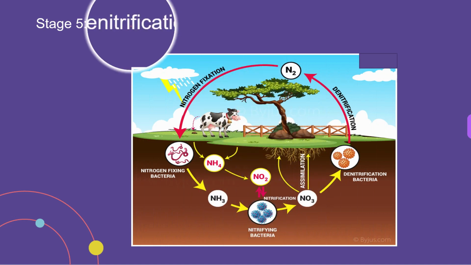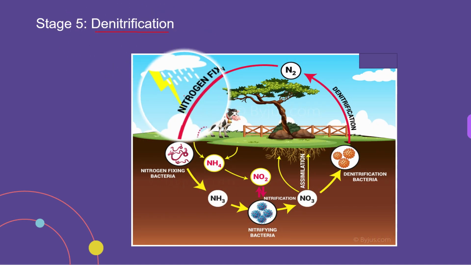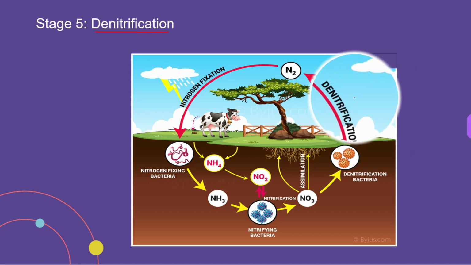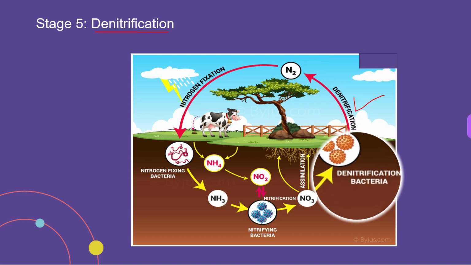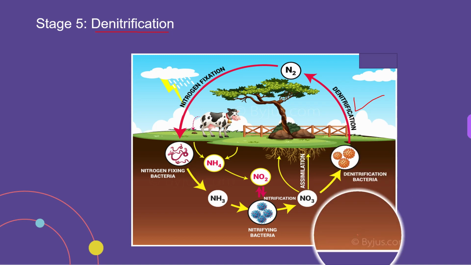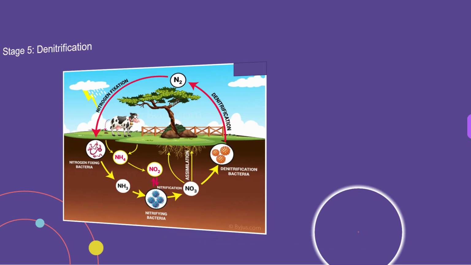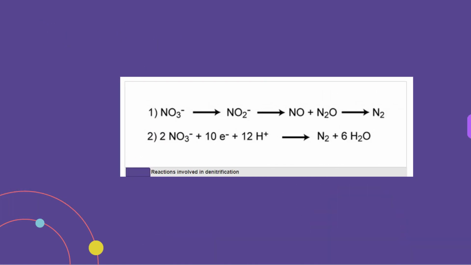Let's talk about the last stage of the nitrogen cycle, that is denitrification. In the fifth stage of the nitrogen cycle, nitrogen returns to the air as nitrates are converted to atmospheric nitrogen, that is N2, by bacteria through the process we call denitrification. This results in an overall loss of nitrogen from the soil as the gaseous form of nitrogen moves into the atmosphere. Here you can see the chemical reaction which occurs in denitrification.